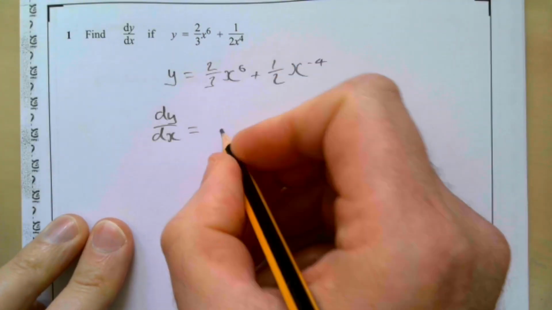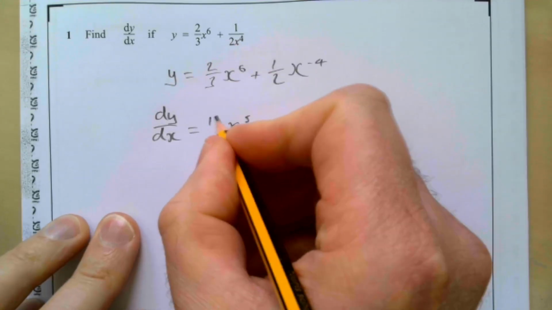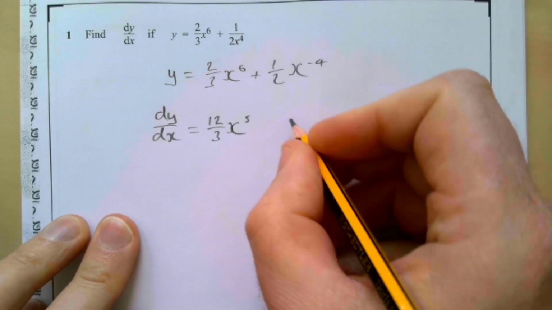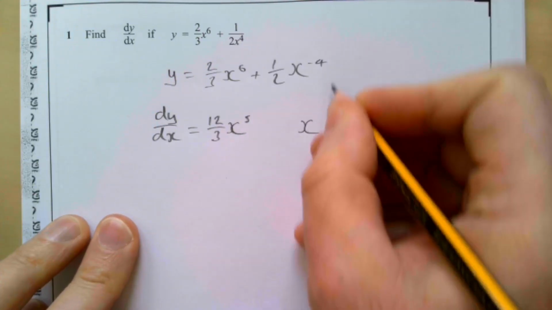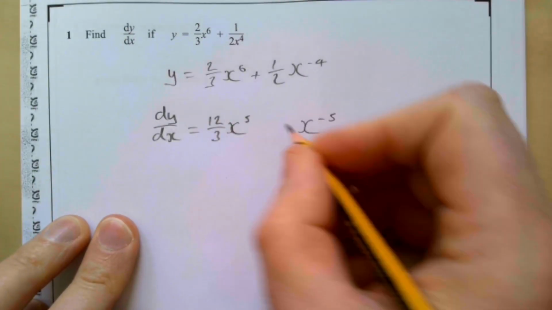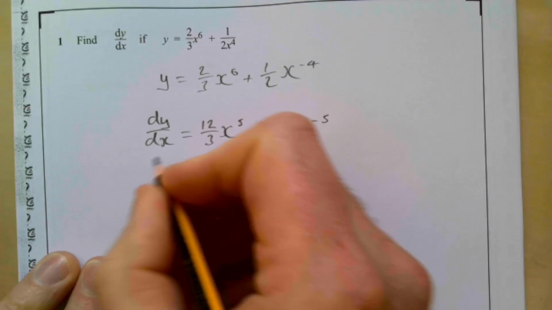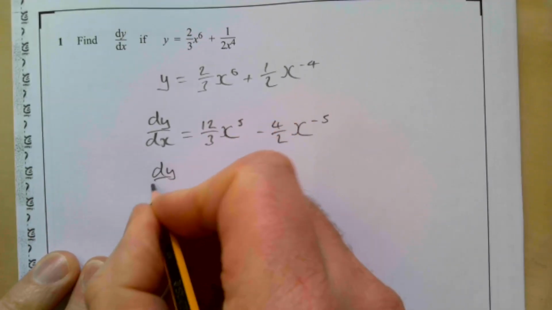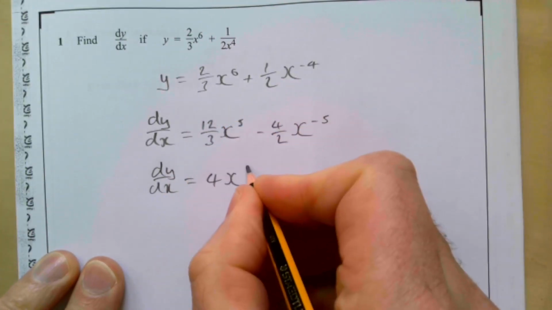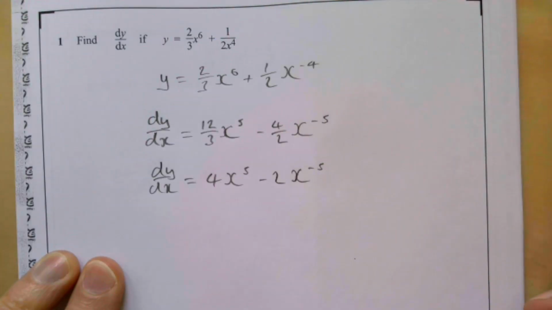So I'm going to subtract 1 from the power and multiply then by the whole power. So it's going to be 12 over 3. I'm going to subtract 1 from the power. Be careful with this. It goes into minus 5, and I'm going to multiply by the whole power. So it's going to give me minus 4 over 2. Those, of course, tidy up. So I get dy by dx equals 12 over 3, which is 4x to the power of 5 minus 2x to the power of minus 5.